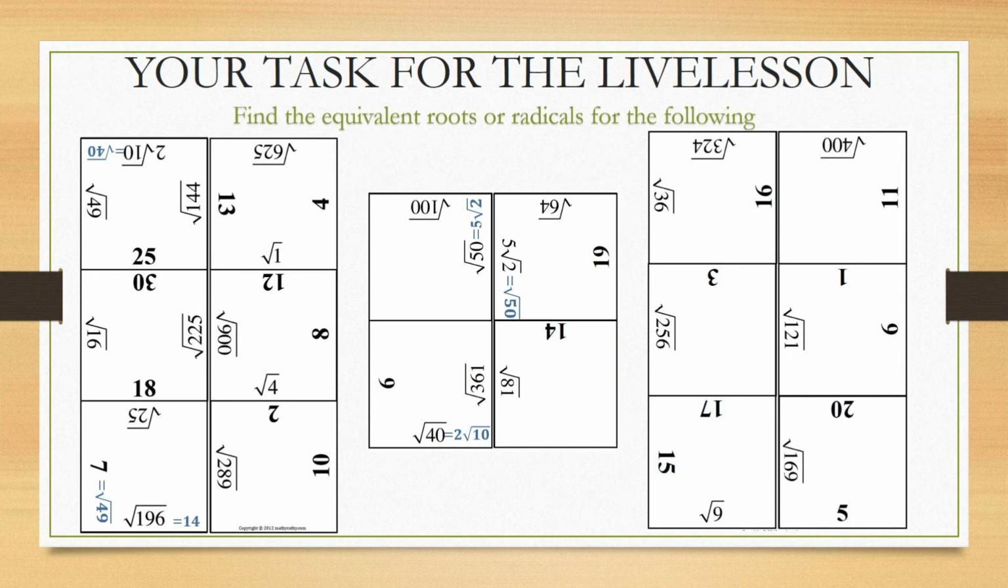You should have all of these done. The ones that are square roots, evaluate the square roots and find out what that answer is. The ones that are not square roots, figure out what the square root would be. For example, 7 is the square root of 49. Have this ready when you come to the live lesson because we're going to do something with these.